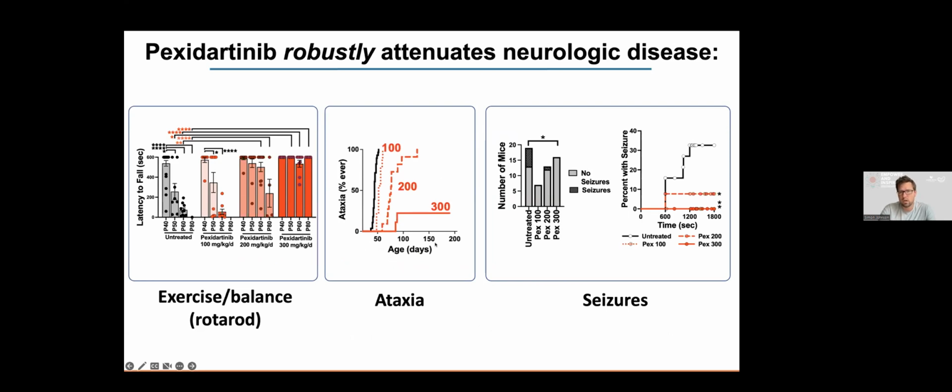We also saw a rescue of exercise tolerance and ability on the rotarod, as previously mentioned, prevention of ataxia onset, and at least at an early age, P30, we also seem to see a rescuing of seizures, at least in this low stress, exercise-induced seizure model that we use. This may not carry over to other more severe epileptogenic stimuli, but at least for this mild stimulus for seizures, pexidartinib treatment seemed to prevent seizures.